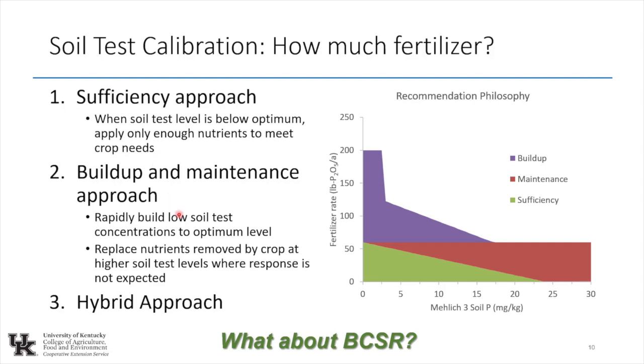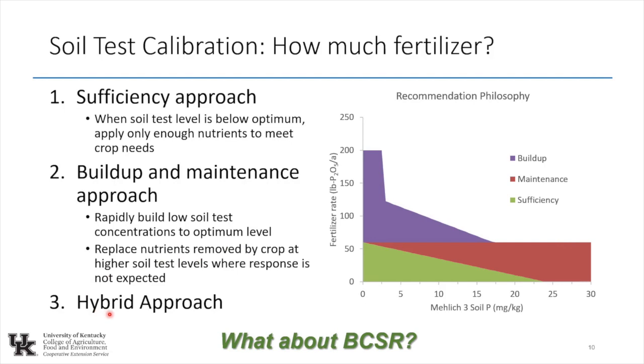Build and maintain says that you want to rapidly build low soil test concentrations to the optimum level. The hope here is that someday you can stop fertilizing that field. In pure build and maintain, you always replace nutrients removed by the crop, no matter how high soil test levels get. And so we get way out here on the soil test scale, and we know we won't get any more yield for that fertilizer, but we're still adding a maintenance rate in pure build and maintain.